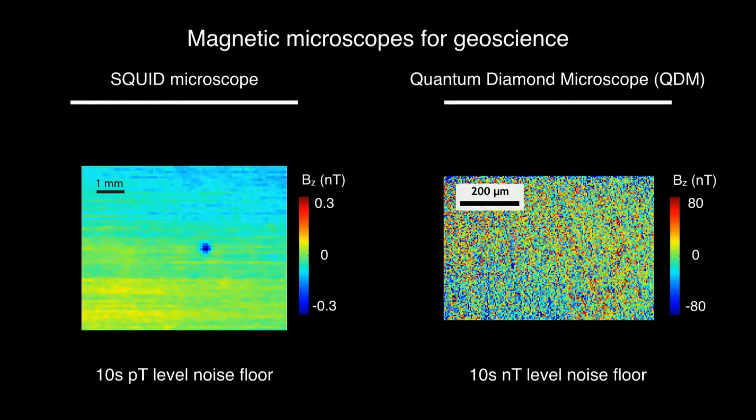You can see the type of noise is also quite different, but the main point here is that the color scale is a lot bigger for the QDM, a lot smaller for the SQUID microscope. So it's got a lot less noise.